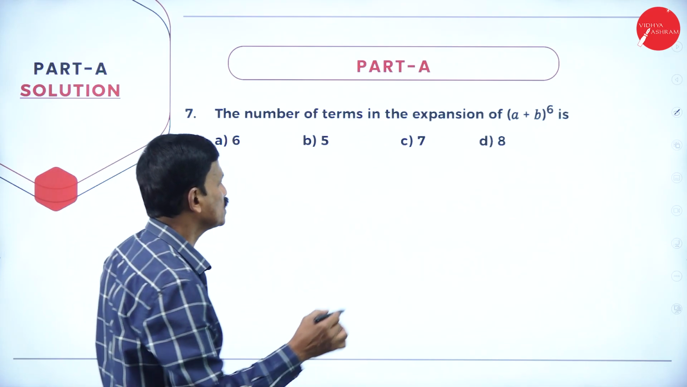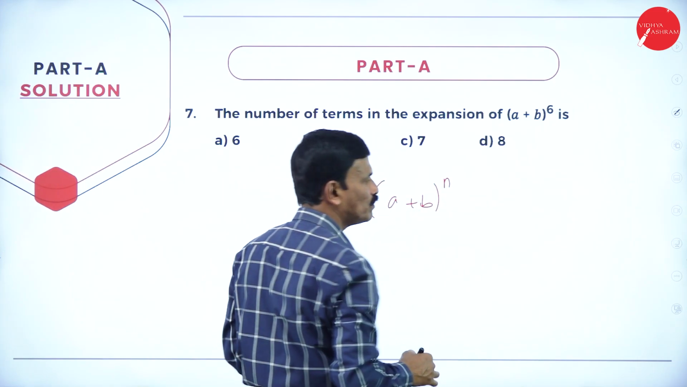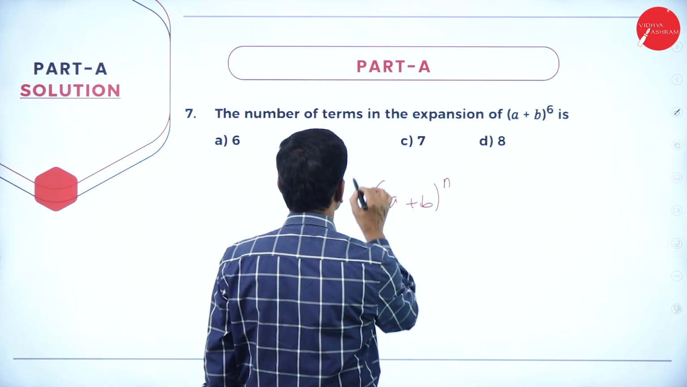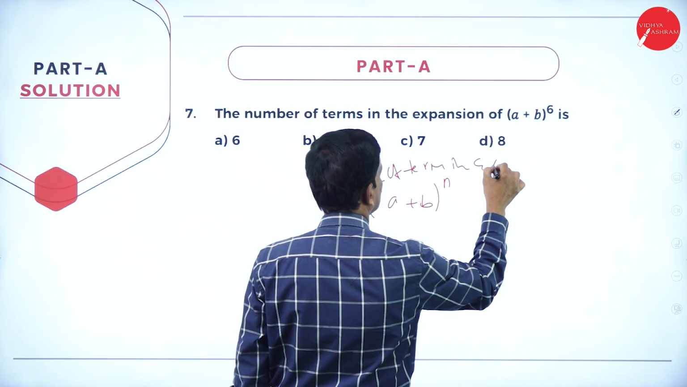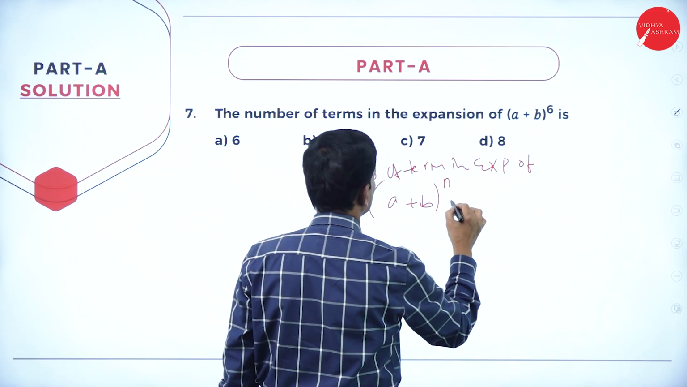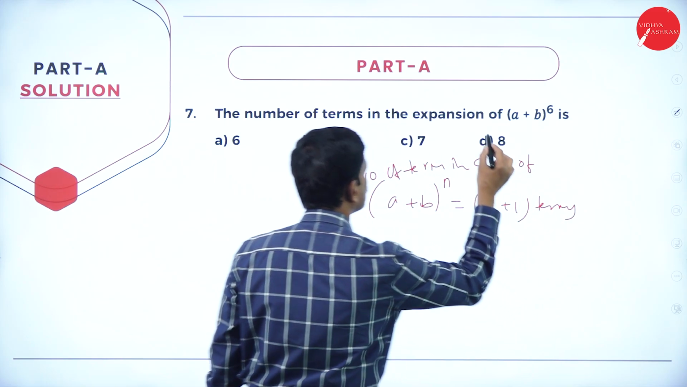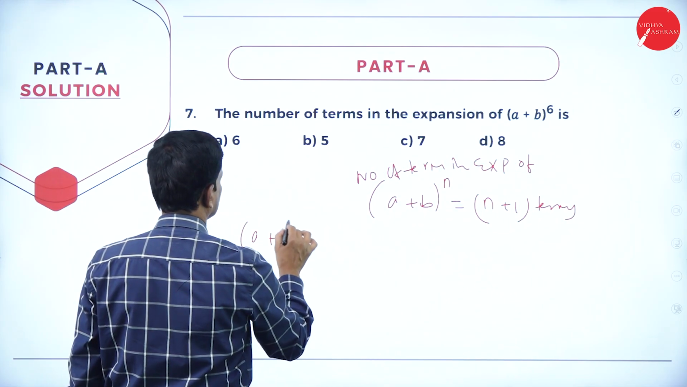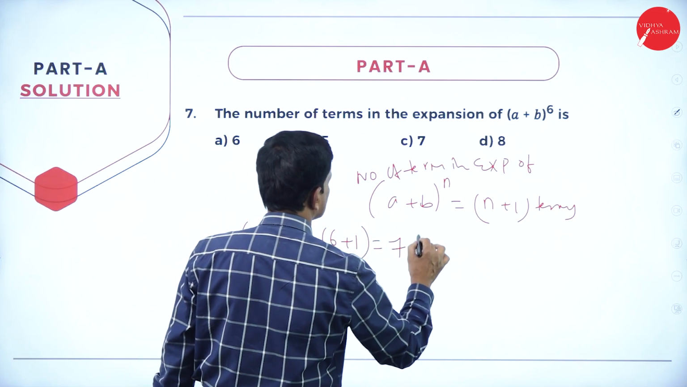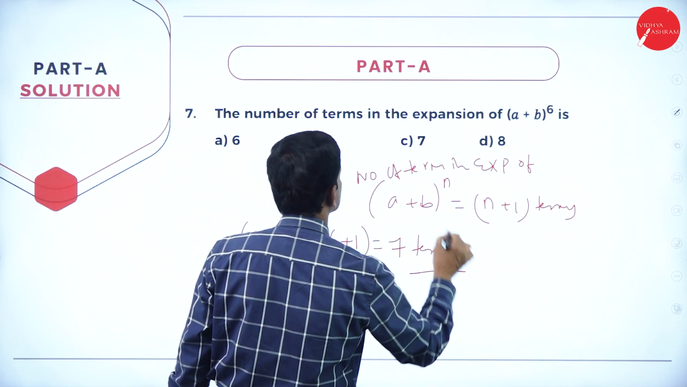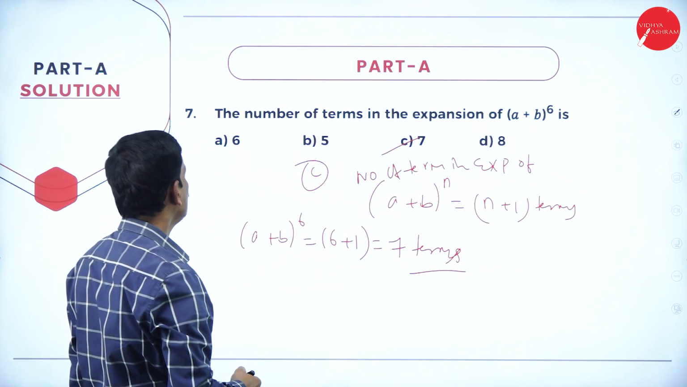The number of terms in the expansion of (a plus b) to the power of n is n plus 1 terms. So, the number of terms in the expansion of (a plus b) to the power of 6 is 6 plus 1, that's equal to 7 terms we will get. Option C is the correct answer, right. Now, move on to the next.